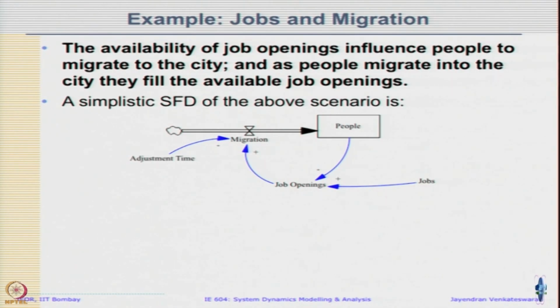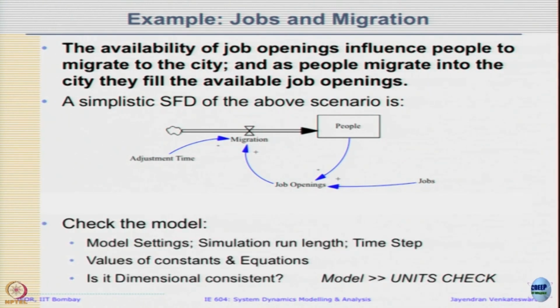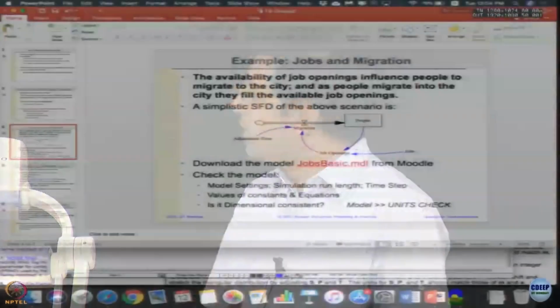And job openings, even if converted into jobs, then migration, as per this, should be person per time. Correct. So migration should be person per time. But job openings somewhere, I am just using the jobs. So I need to actually have another variable called jobs per person or something like that, or person per job, either way. So whenever there is a model, we will do three things. We open the model, check the model settings, check the start time, check the finish time, the time step, very easy. Then you check the value of constants and equations, and then check whether it is dimensionally consistent.